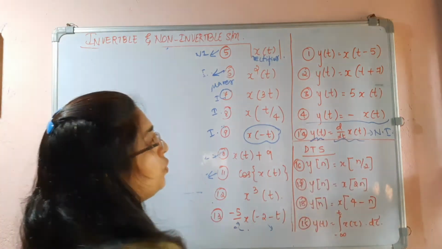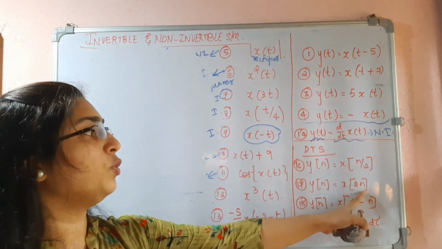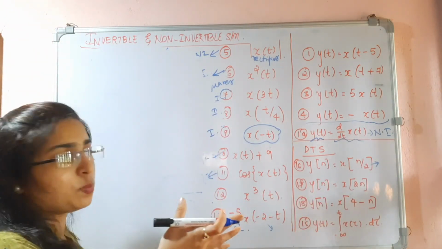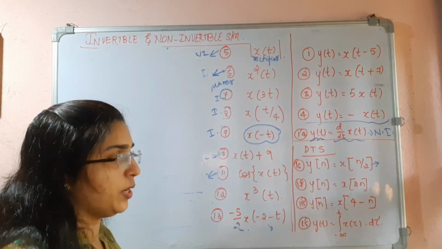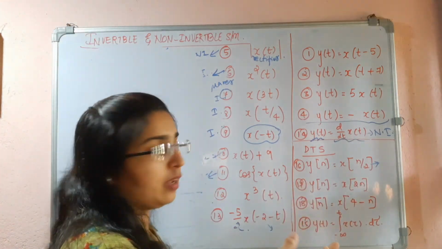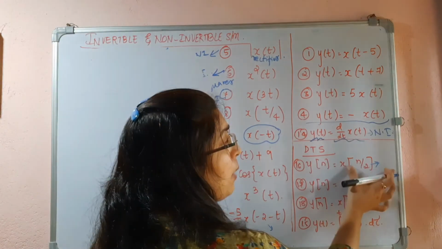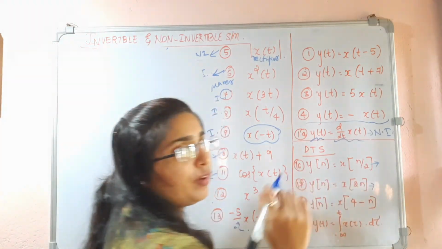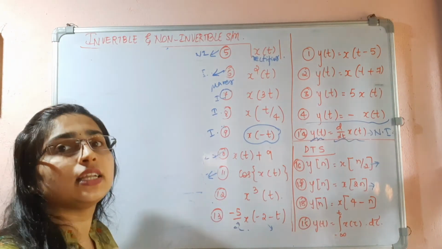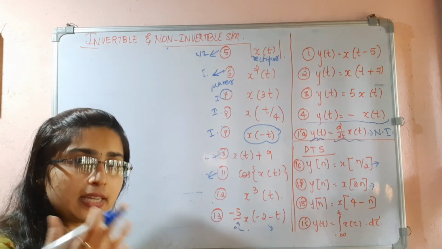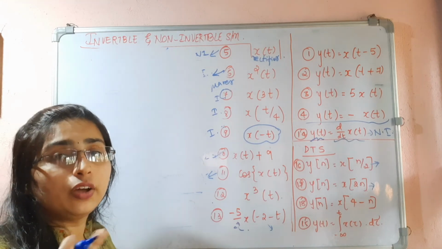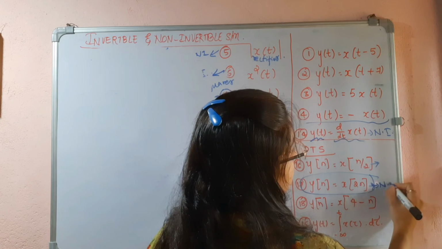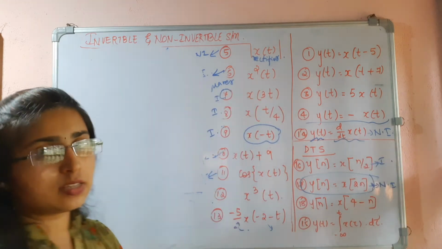y of n is equal to x of n by 2, y of n is equal to x of 2n. In this case, the signal is getting expanded, this is nothing but interpolation. Okay, it is upsampling. This is your downsampling. So in upsampling, I can recover the original signal. But what happens in the case of decimation or downsampling? The signal samples are lost. So if the signal samples are lost, how will you recover the original signal? So this one will be your non-invertible system. This one will be your invertible system.